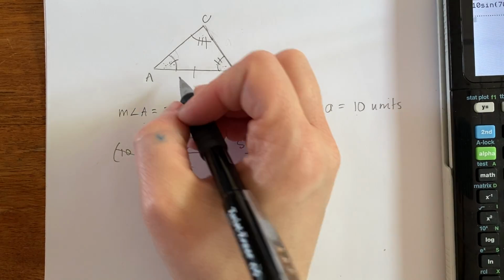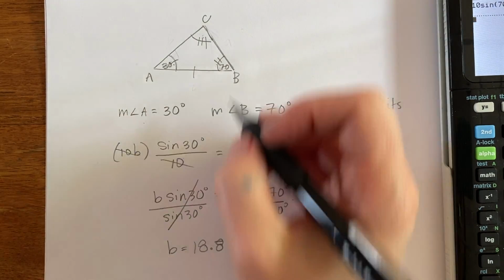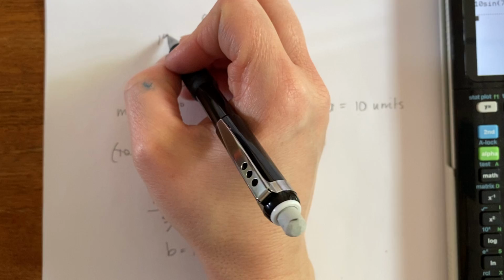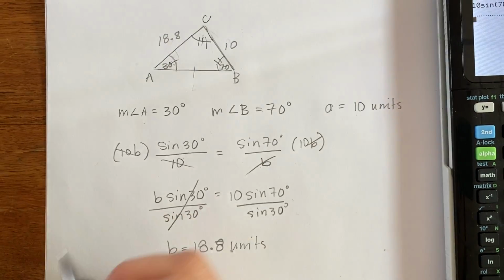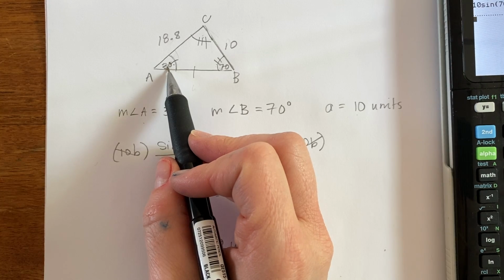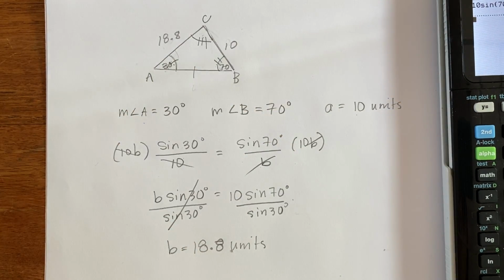All right, so if the measure of angle A is 30 and the measure of angle B is 70, and this is 10, does it make sense that this is 18.8? I think so, because angle B is more than angle A, so side B has to be more than side A.